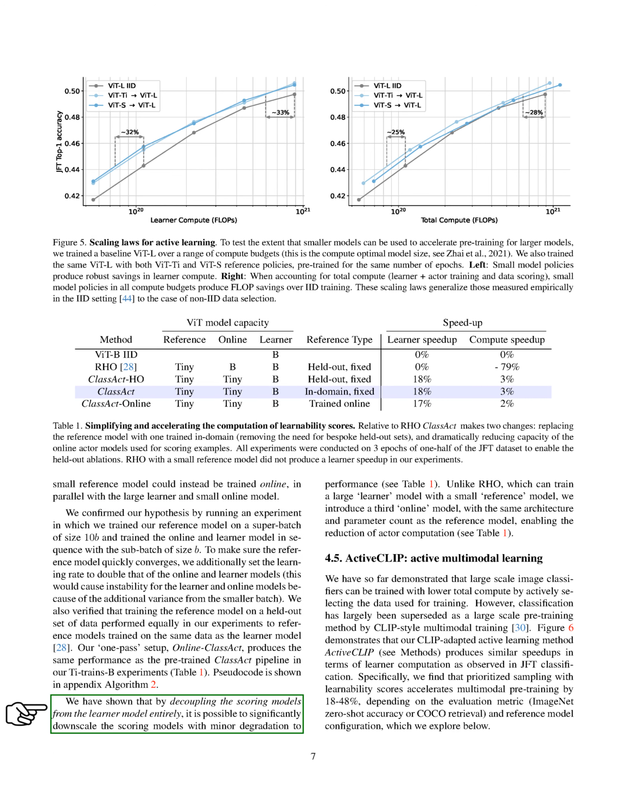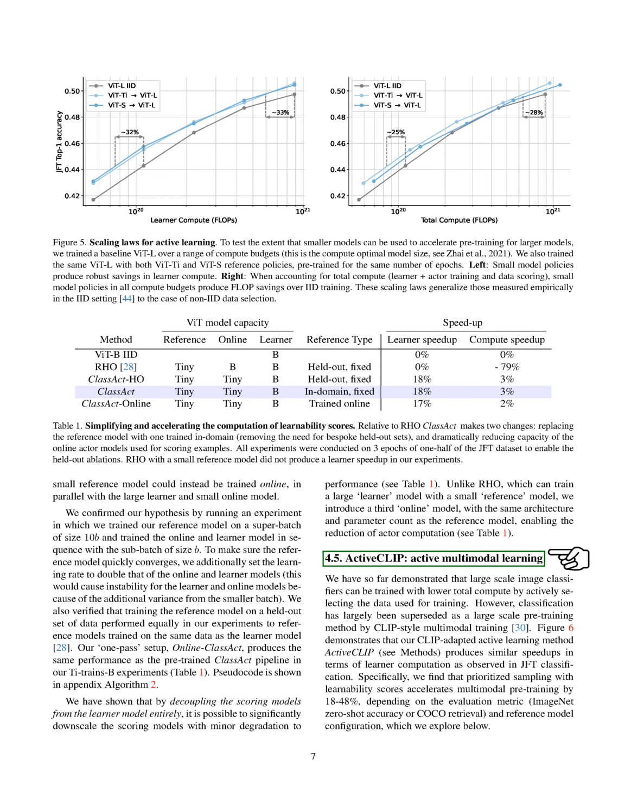We also found that by separating the scoring models from the learner model, we could significantly reduce the size of the scoring models with only a minor impact on performance. We also introduced a third model, the online model, which has the same architecture and number of parameters as the reference model. This allowed us to reduce the computational cost of the actor model.